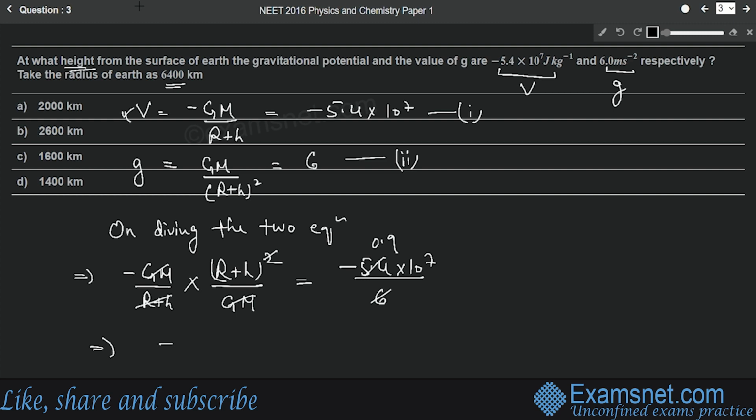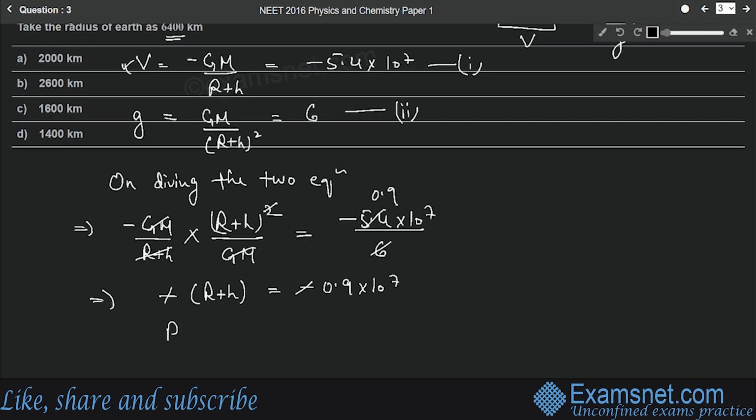It is minus r plus h, the rest are cancelled, and on the right hand side we have minus 0.9 into 10 to the power 7. So again minus minus can be cancelled. Now let's simplify it. The value of r, that is radius, plus height h is equal to 0.9 into 10 to the power 7. So can we write it as 9 into 10 to the power 6, right?